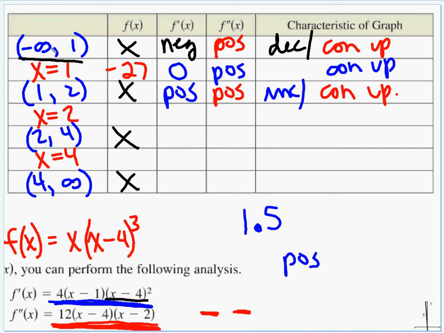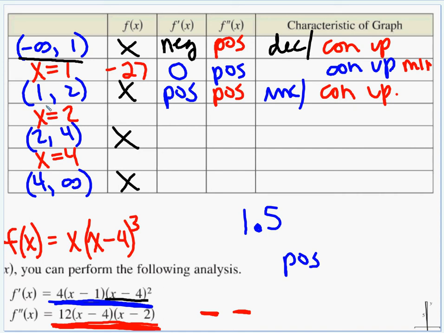Now the critical number at 1. 1 was a critical number, and when we put the first derivative's critical number into the second derivative, it's positive. That's concave up. So we know that point is a min. We know that 1 comma negative 27 is a minimum value.